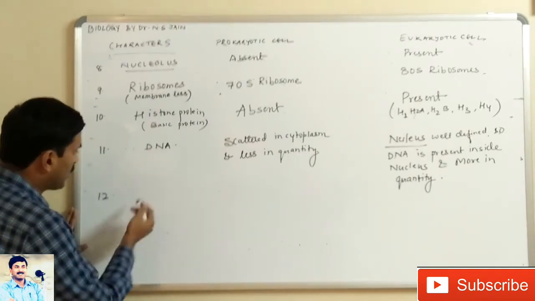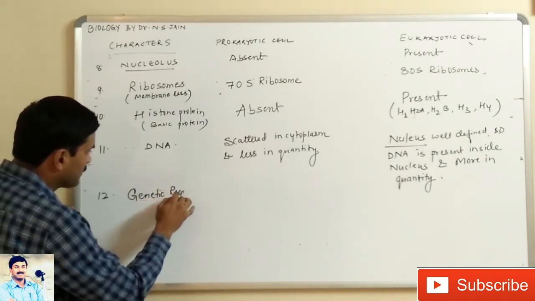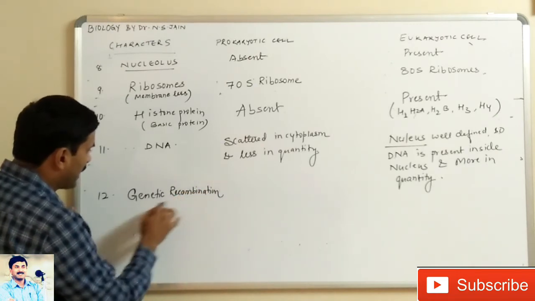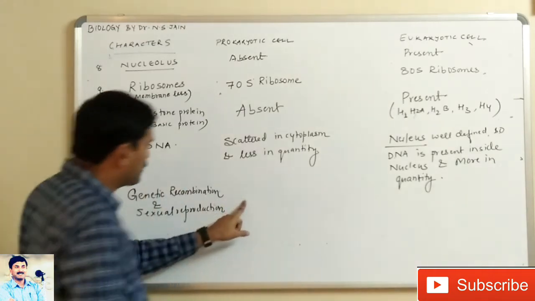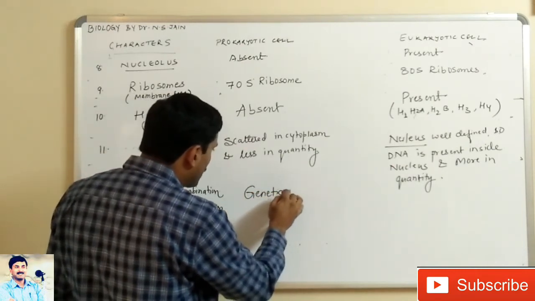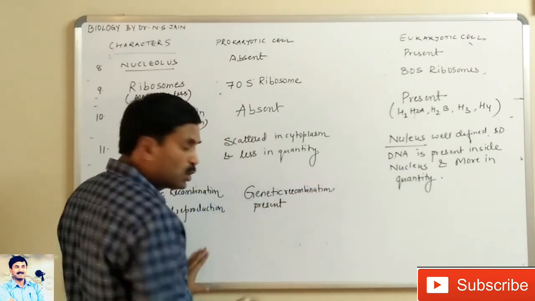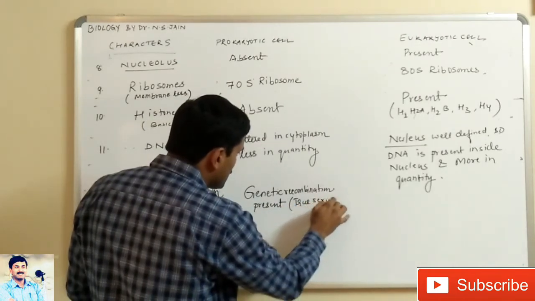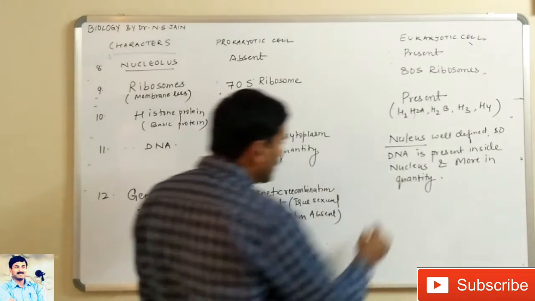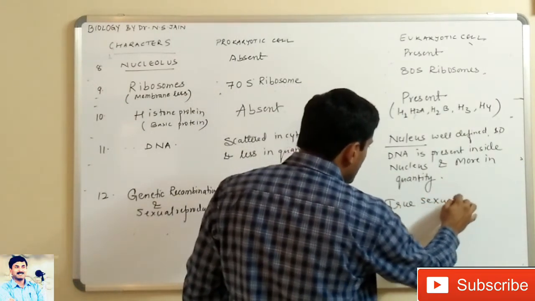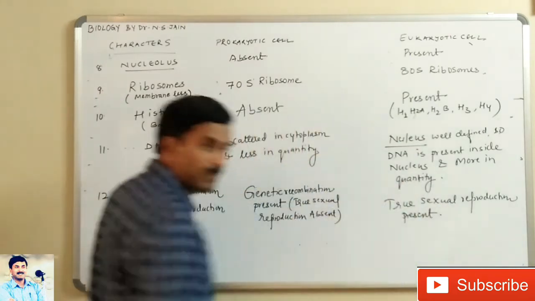Next point, if we talk about genetic recombination and sexual reproduction, here in prokaryotes only genetic recombination is present, true sexual reproduction is absent, while here true sexual reproduction is present.